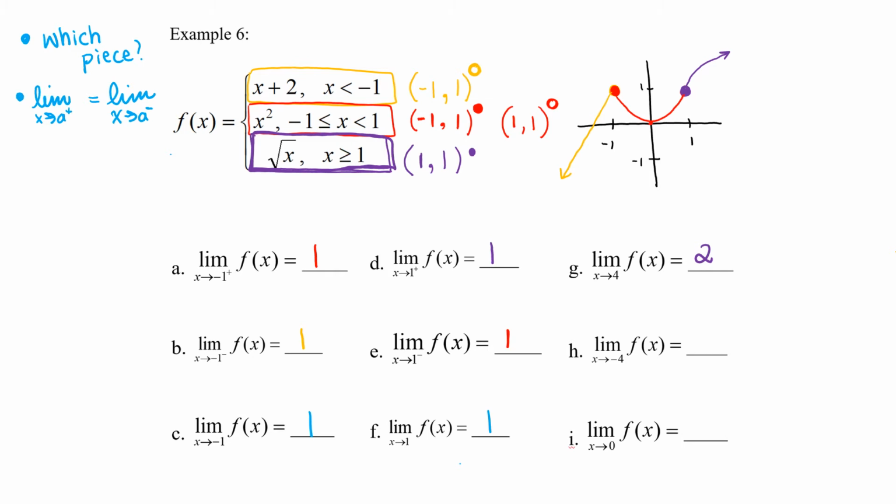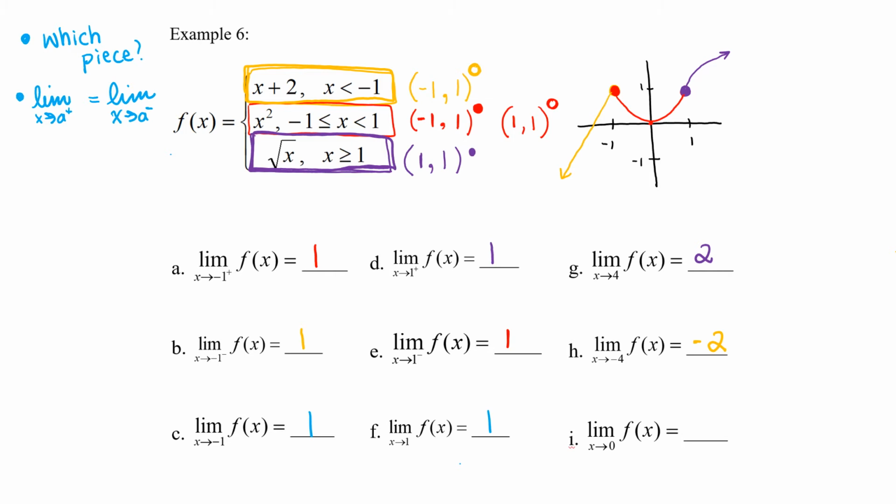Now we have the limit as x approaches negative 4. Well, we don't have to worry about switching over between our different functions at x is negative 4. So we just need to figure out which piece it is. So that's this piece. So we have x plus 2, so that's negative 4 plus 2, which is negative 2.